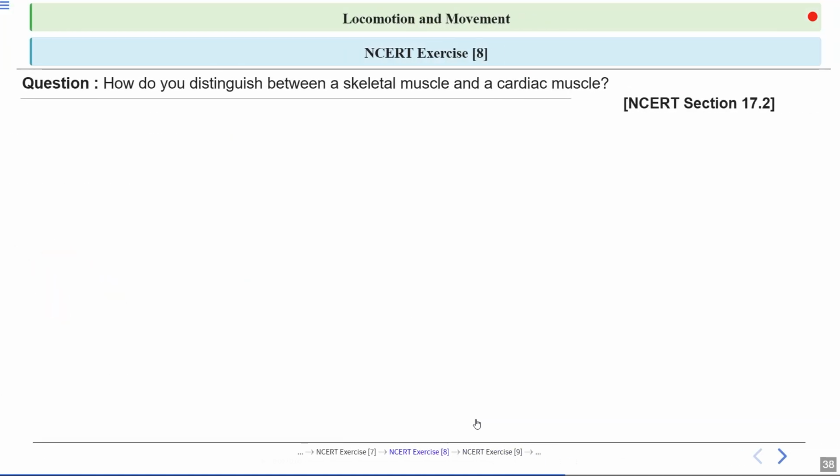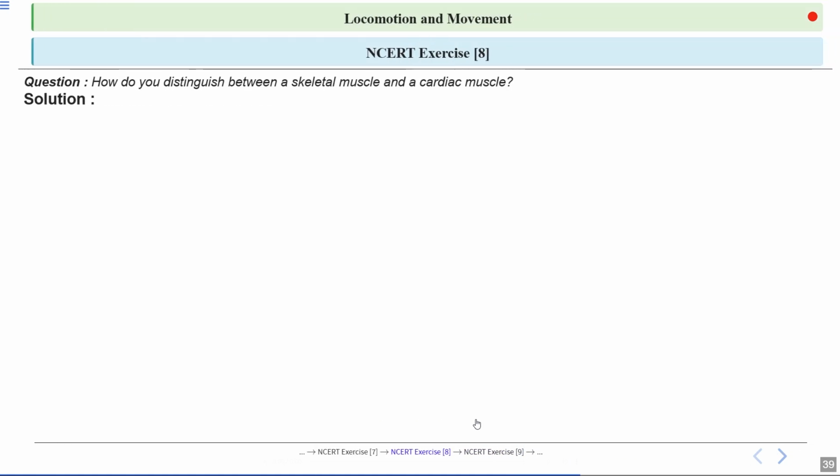Now this is question number 8, and the question is, how do you distinguish between a skeletal muscle and cardiac muscle? Let's see the answer.